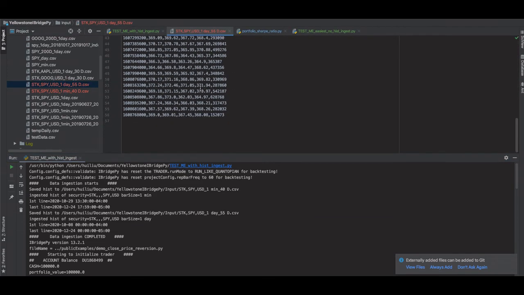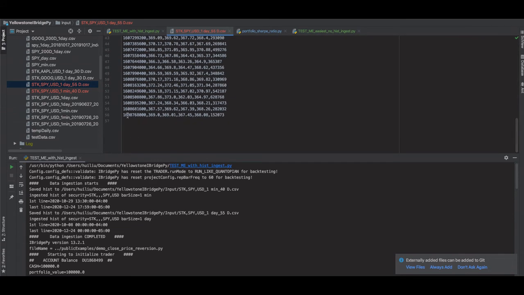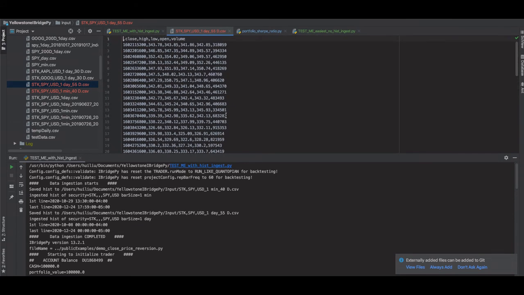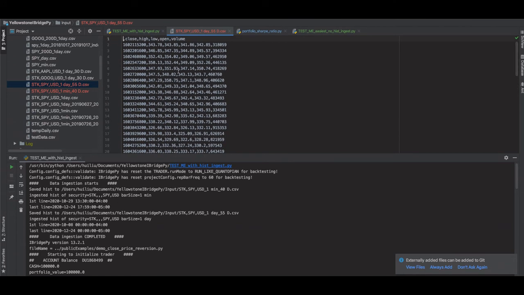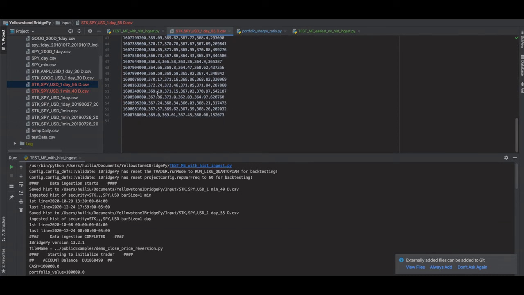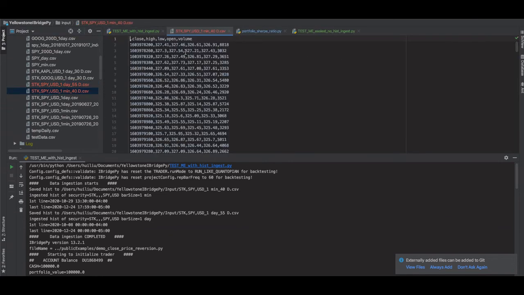Take a look. So there are 56 lines. If we exclude the header, there are 50 days, exactly 50 days. Open, high, low, close, volume, and the first one is epoch second as the index. That's good. Let's open up this one. Same structure, same header.